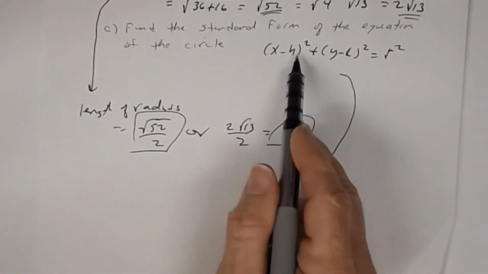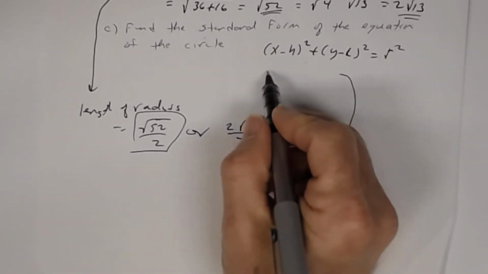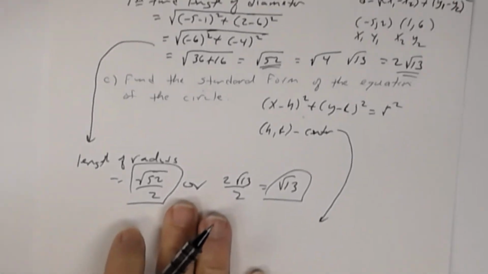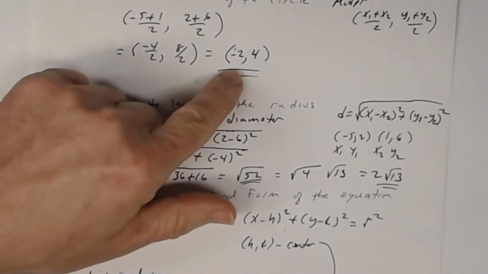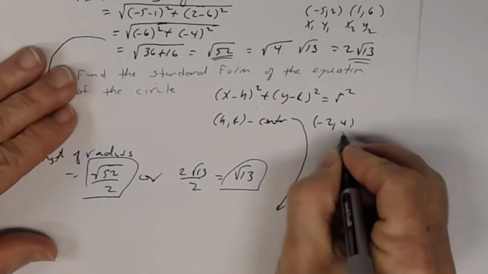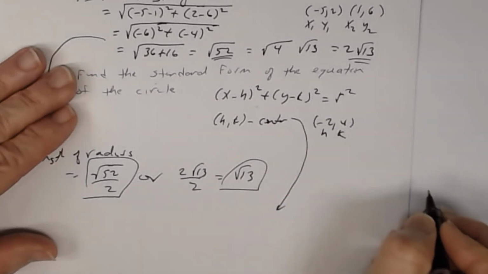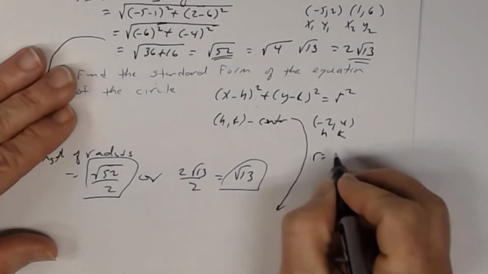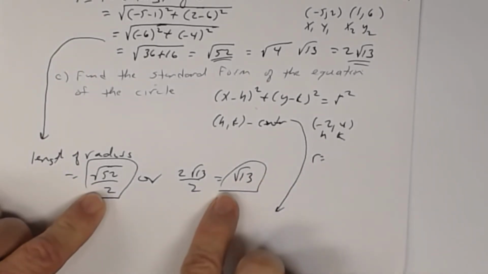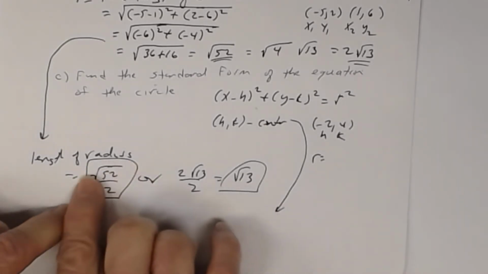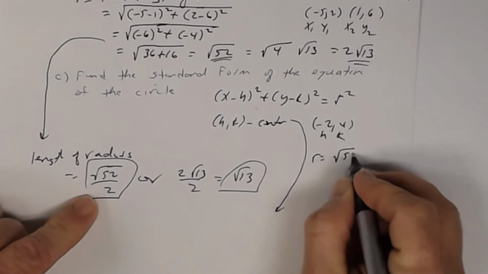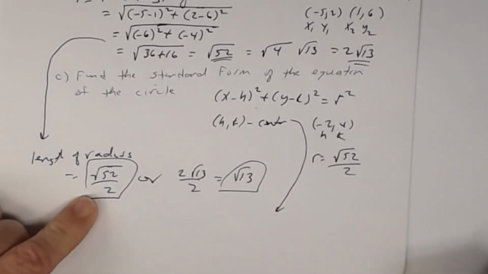Okay, so remember, you need HK. So HK is your center. From part A, we know the center. There's the center, negative 2, 4. So the center is negative 2, 4. There's your H, there's your K. Your radius, you can use either this one or this one. It does not matter. Many students will go ahead and leave it like this. So if you want to leave it like that, you can. So you can say the square root of 52 divided by 2.